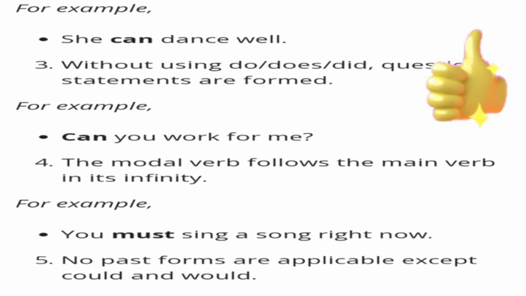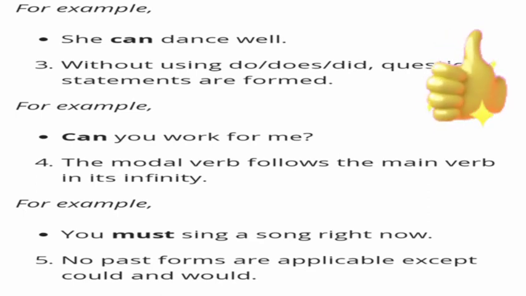Here, as I have told you, we will not use "to" after an auxiliary verb or modal verb. She can dance well. Here we can't write it like that: she can to dance well. It will become incorrect. Without using do, does, did, question statements are formed. Can you work for me? We will not write "can you do work for me", then it becomes wrong.